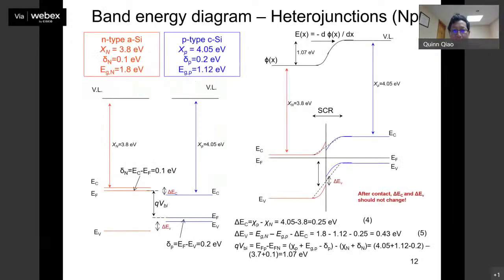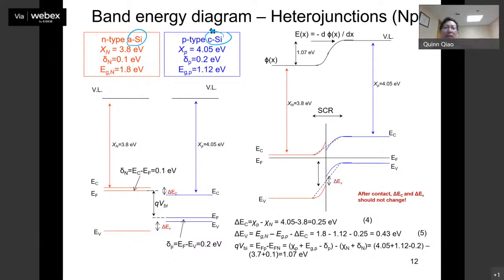Now let's take a look at this, okay? If you look at this on the left side, you have the band gap. You see the p-type is amorphous silicon, okay? Look at the materials. Now we have amorphous silicon on the left side. On the right side, we have crystalline silicon, okay?